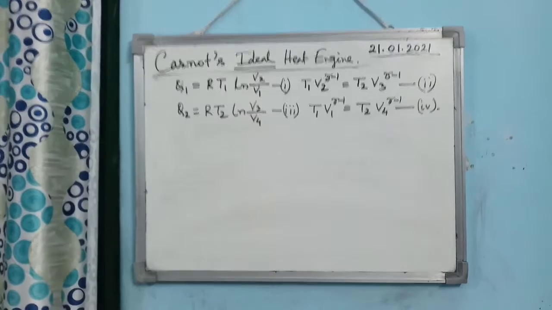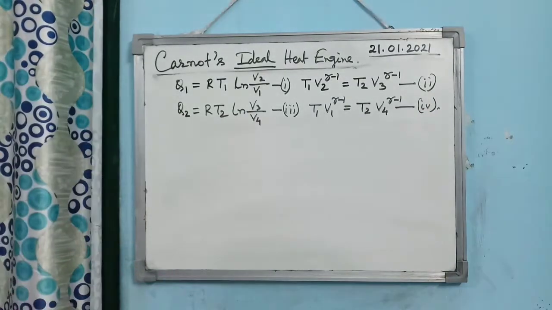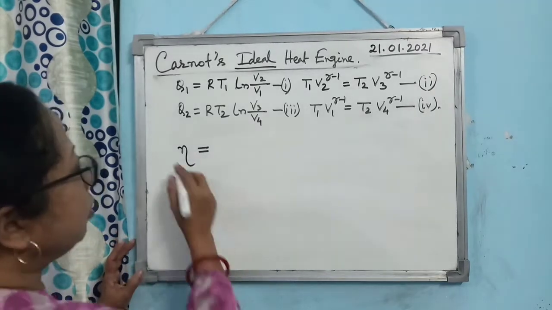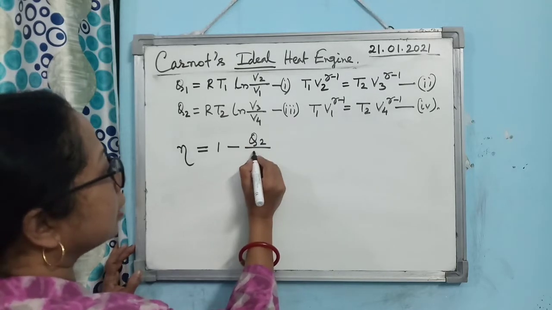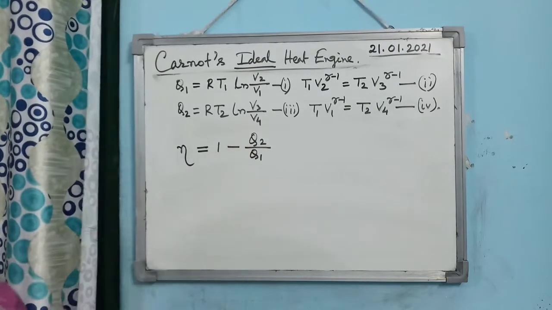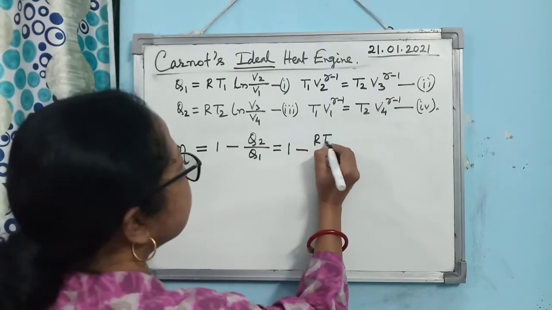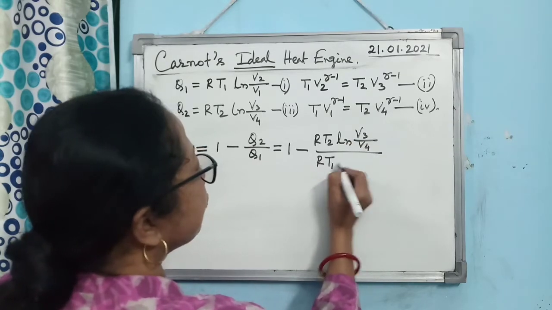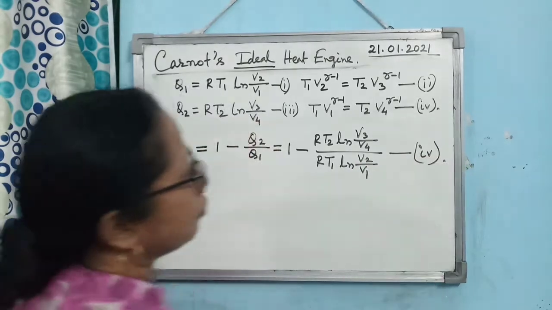Then we have to find the efficiency of the Carnot's ideal heat engine. From all the 4 steps, these are the mathematical relations we have got. If you want to find out the efficiency of the engine, you know efficiency of the engine is given by 1 minus Q2 by Q1. So if you substitute Q2, you will get RT2 log V3 by V4 divided by RT1 log V2 by V1. This is equation 5.